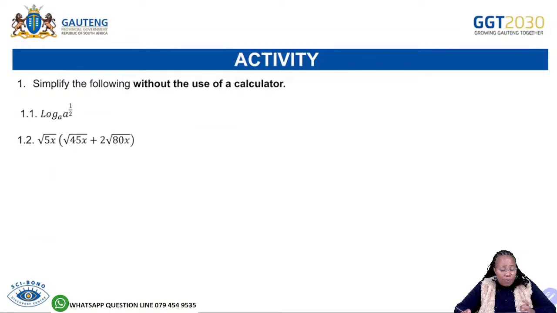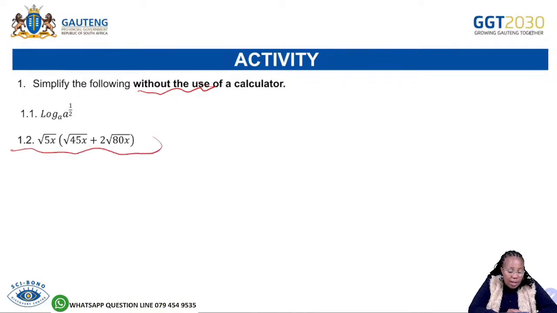Right, and then now we move on to logs. Simplify the following without using a calculator. So for 1.1, we are having the log of a base a, and this is to the power half. Remember, we have rules of logs that we are applying under logs, grade 12. There's a rule that says that if you are having this exponent, you can move it to be the coefficient of your log, so we'll end up with half log a base a.